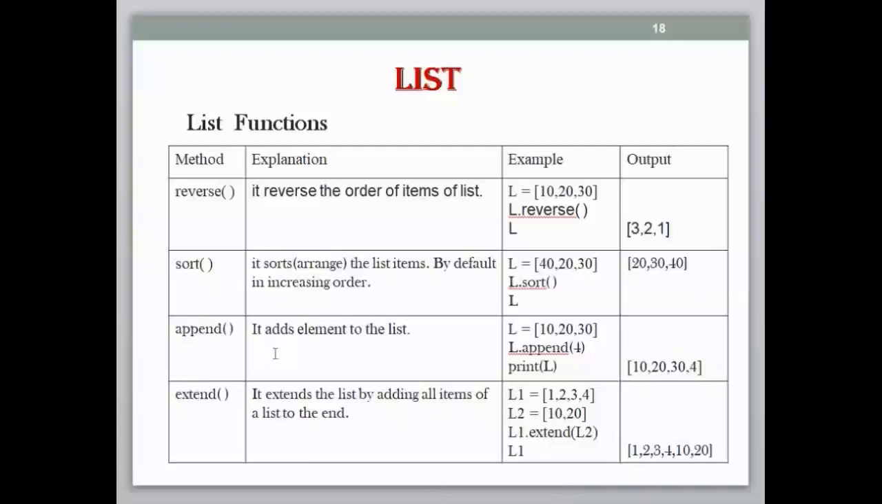Append. It adds element to the list. L equals to 10, 20, 30. L dot append 4. Now it will be appended at the end of the list. Extend. It extends the list by adding all items of a list to the end. L1, 1, 2, 3, 4. L2, 10, 20. L1 dot extend L2. Now if you wish to print L1, then after the elements of L1, elements of L2 will be added.